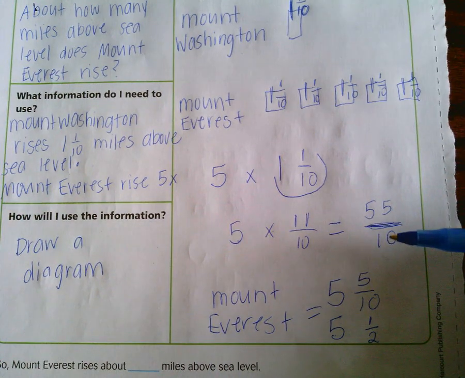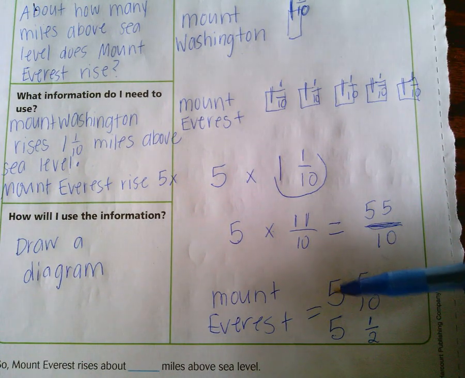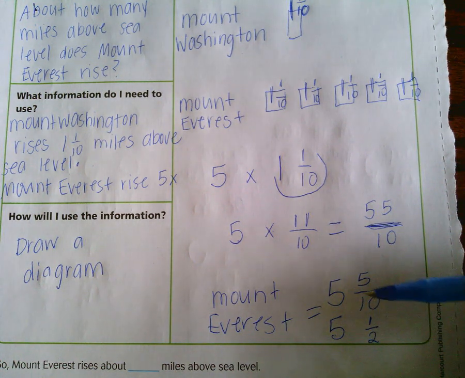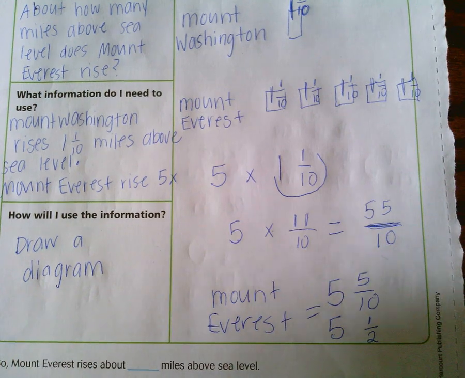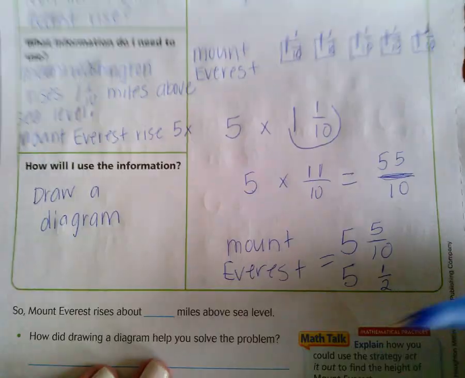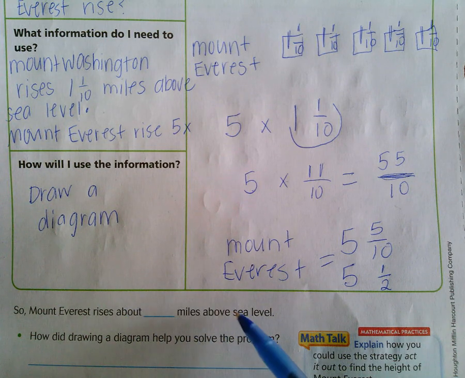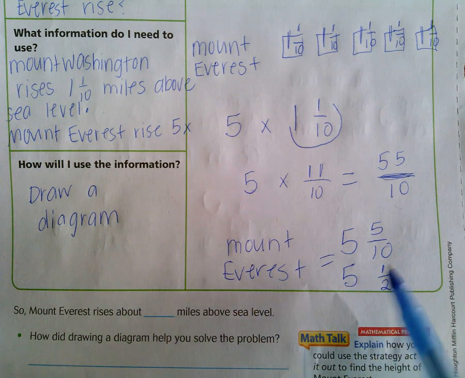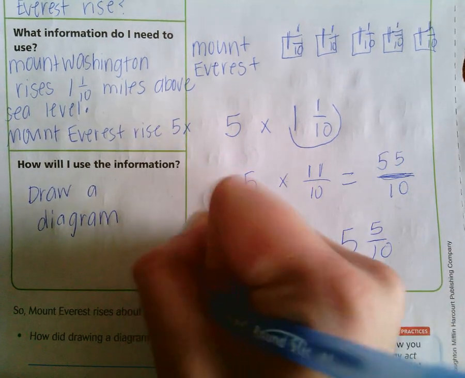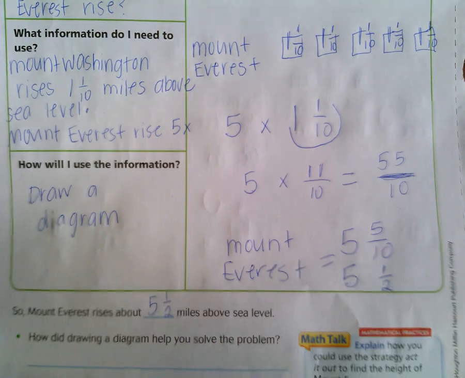So you know that 10 can fit into 55 5 whole times with 5 left over, and the denominator stays the same. And 5/10 is the same as 1/2. So I would accept both of these fractions. So the last question is, Mount Everest rises about how many miles above sea level? About 5.5. You don't have to answer this question.